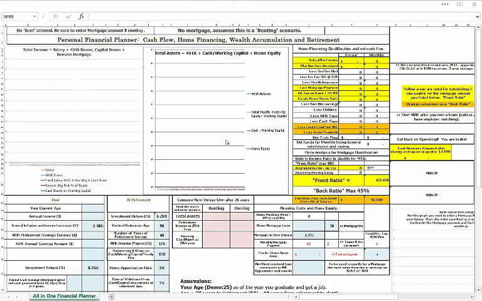Over here, this is showing all your wealth accumulation. In the income area we have total income from all sources, and over here in assets we have a total, and then it's broken down into 401k, cash working capital, and home equity. Then over here on the right side we have our home financing and net cash flow analysis, annual and monthly.